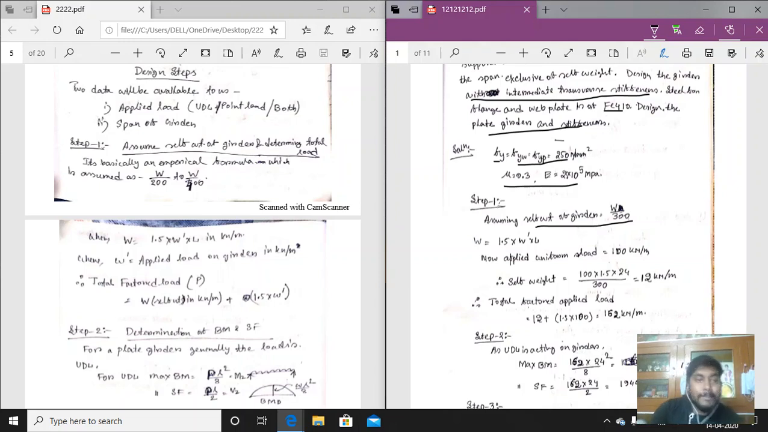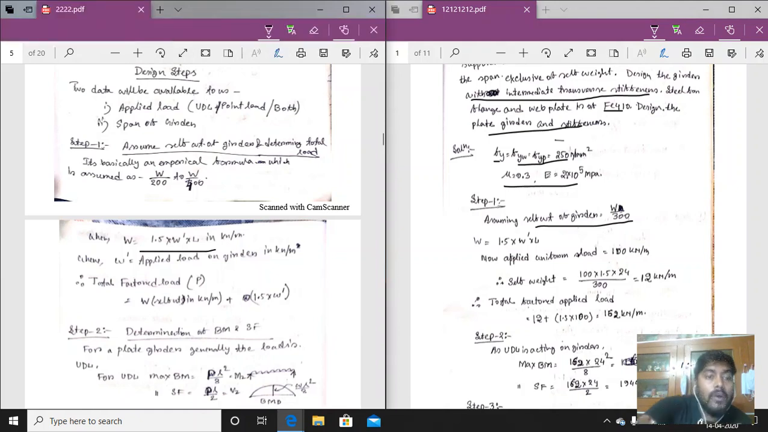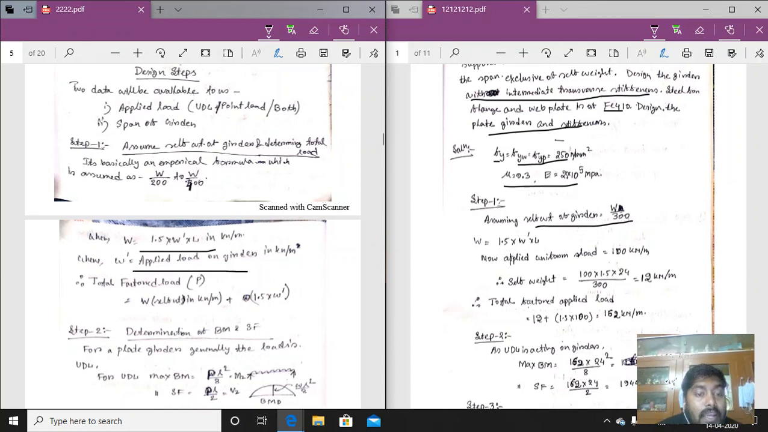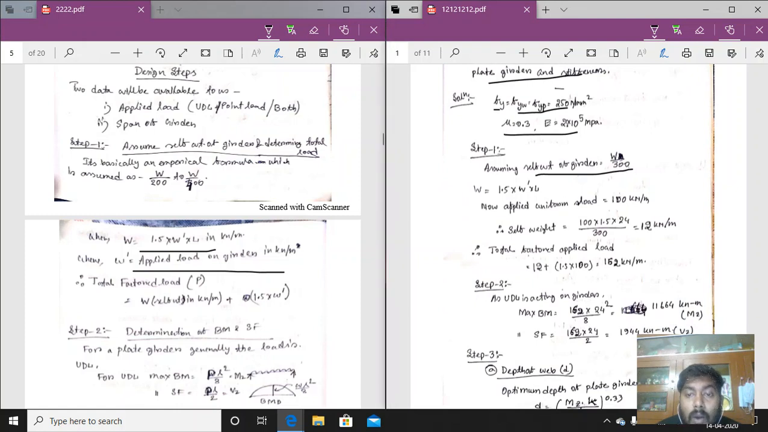So first W is calculated. Using the formula 1.5 W dash into L, you have to calculate the capital W. Let W dash be the applied load in kilonewton per meter. So W equals 1.5 W dash, putting the value of 100 here. So self weight will be, putting all the values here, 1.5 is the load factor, coming to 12 kilonewton per meter, which is the value of the self weight acting on the plate girder.